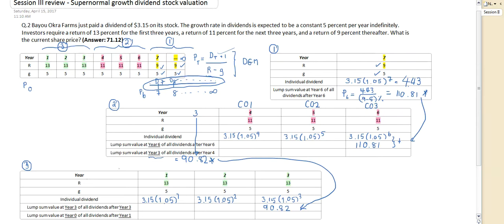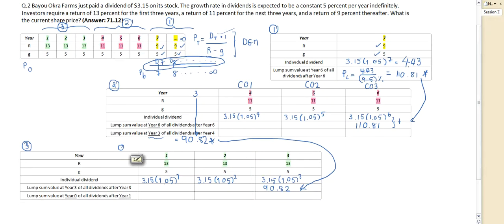So at year 0, okay, this will be equal to 71.12. Okay. So that will be your answer. So if you want to sell this stock today or buy this stock today, that will be the right price that you should pay or you should ask.